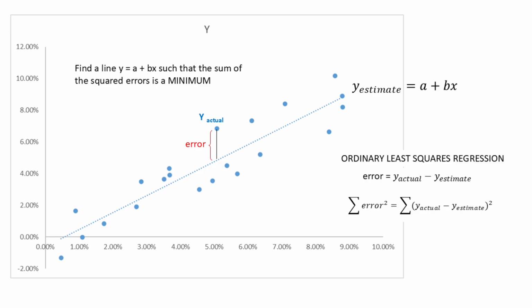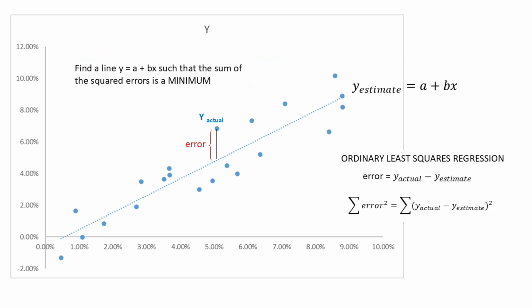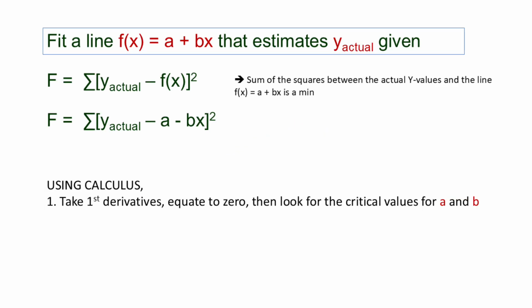Recall from our previous lesson that under OLS, we pass a line through a data set such that the squared deviations of the actual points from the line is a minimum. In terms of the equations, we have the following, as shown in our presentation and statistics on linear regression. So we need to fit a line f of x equals a plus bx that estimates the y actual. Given that, we have the equation of f, which is the summation of the squared deviations of the actual y points from the estimated y points f of x, which lie on the line.